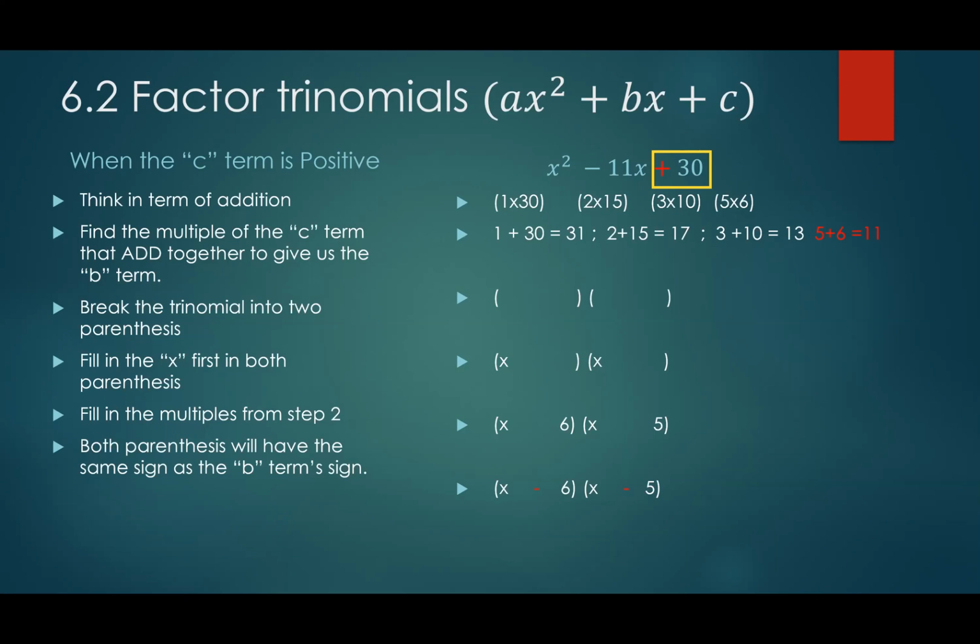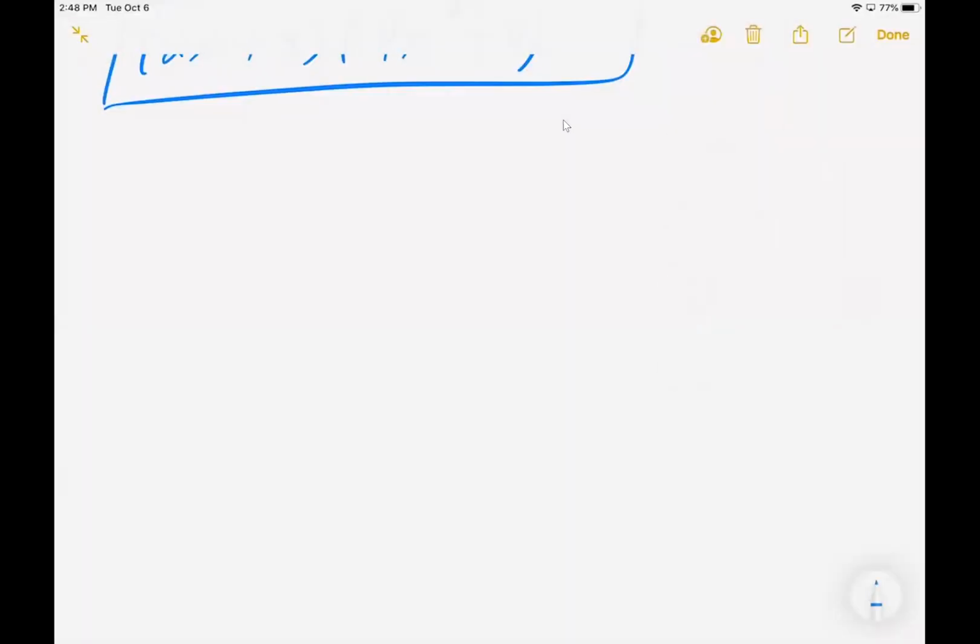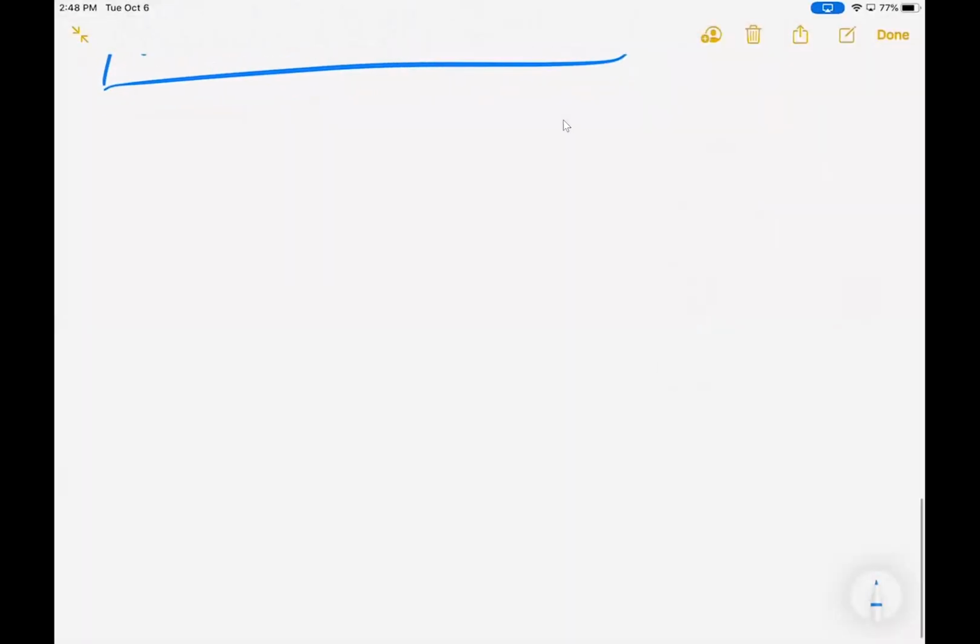So let's take a look at this. I know some of you guys have questions, but let's take a look at this item and then practice our way through it, right? So let's say example 2. Example 2, this is what they ask you: factor the trinomial.